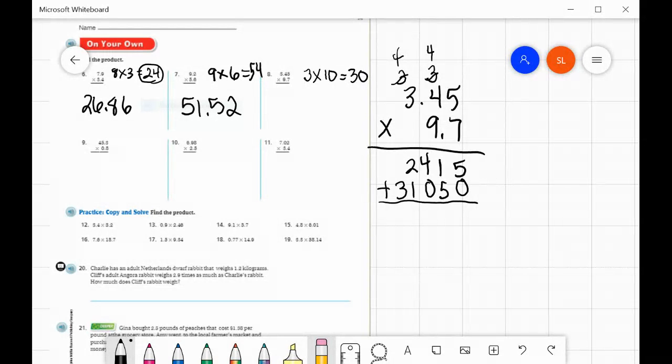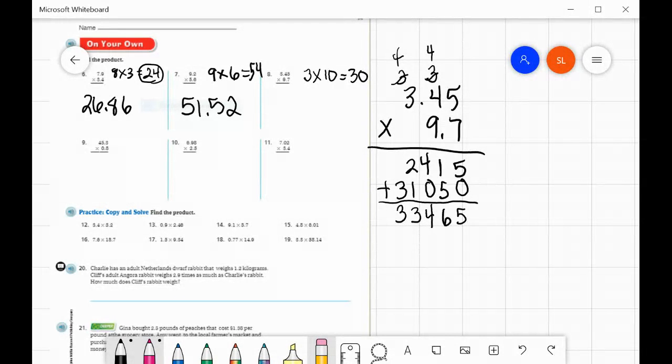And now I'm going to add my digits. 5 plus 0 is 5. 5 plus 1 is 6. 4 plus 0 is 4. 2 plus 1 is 3, and 3 plus 0 is 3. So I have 33,465 right now. This is obviously not reasonable when I'm multiplying 9 times 3. If I left it like this, it would be wrong because I will have forgotten my decimals.